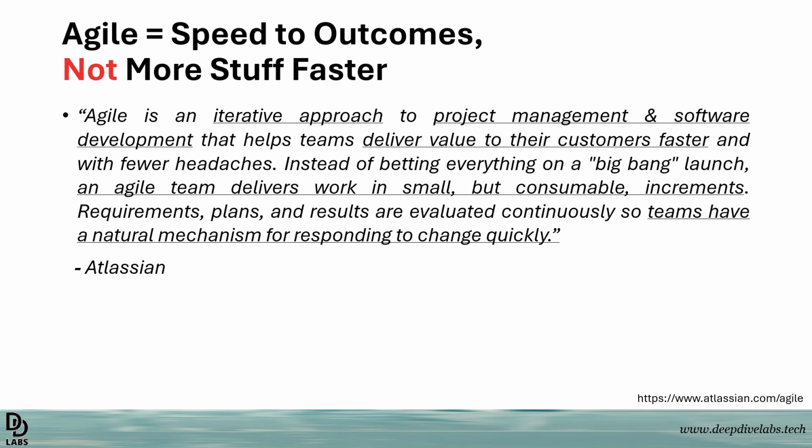So Atlassian has created a number of tools built around this Agile mindset. So if you might have used some of their tools, which is Jira or the associated tools as well, right? So what Atlassian says is Agile is an iterative approach, right? So it's essentially doing things multiple times. So it's an iterative approach to project management and software development. So why this iterative approach? Because it helps team to deliver value to their customer faster, right? So that is the speed of outcomes.